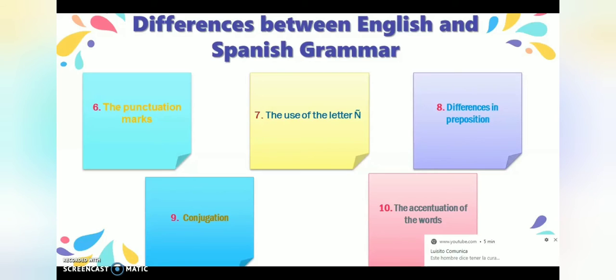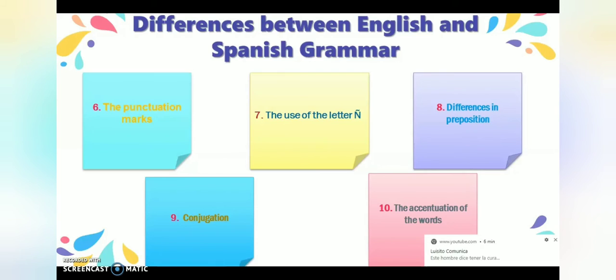The use of the letter ñ. In English grammar, this letter doesn't exist in any dictionary, but in Spanish grammar, it exists. Therefore, when translating from English to Spanish, we have to be careful. Everybody needs to know about it because sometimes this letter is confused with the letter n in Spanish. For example, this letter is used in words like girls, boys, and pineapple: niño, niña, and piña.